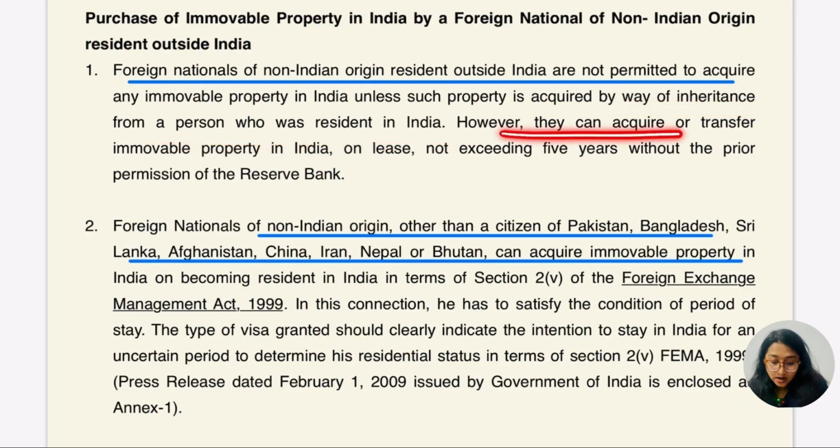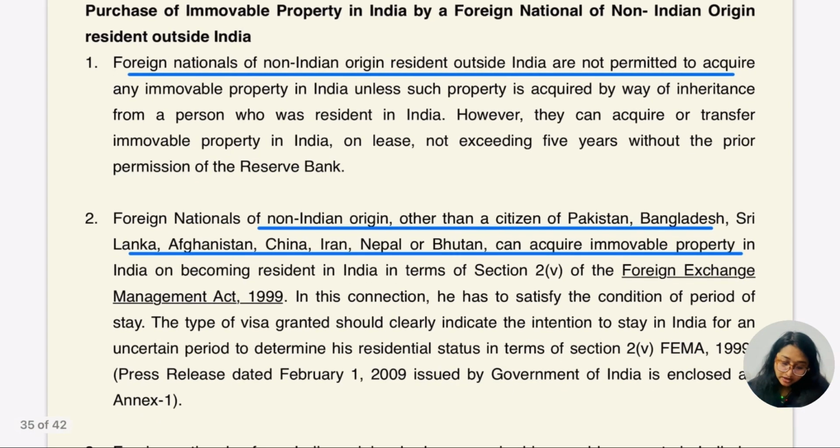However, they can acquire or transfer immovable property in India on lease not exceeding 5 years. This we also know. Without the prior permission of the Reserve Bank, they cannot. In this case, they have to take prior permission. First thing, they are not allowed, but they could be allowed; for that they have to take permission from the RBI, and it cannot exceed 5 years.